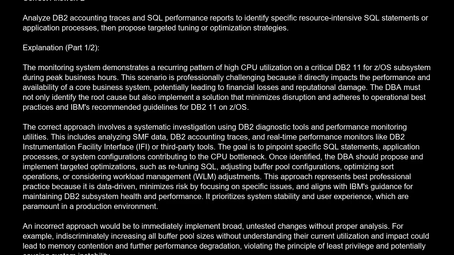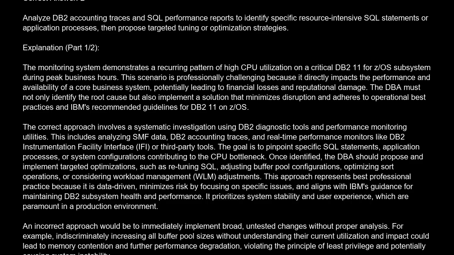The monitoring system demonstrates a recurring pattern of high CPU utilization on a critical DB2 for z/OS subsystem during peak business hours. This scenario is professionally challenging because it directly impacts the performance and availability of a core business system, potentially leading to financial losses and reputational damage. The DBA must not only identify the root cause, but also implement a solution that minimizes disruption and adheres to operational best practices and IBM's recommended guidelines for DB2 on z/OS.